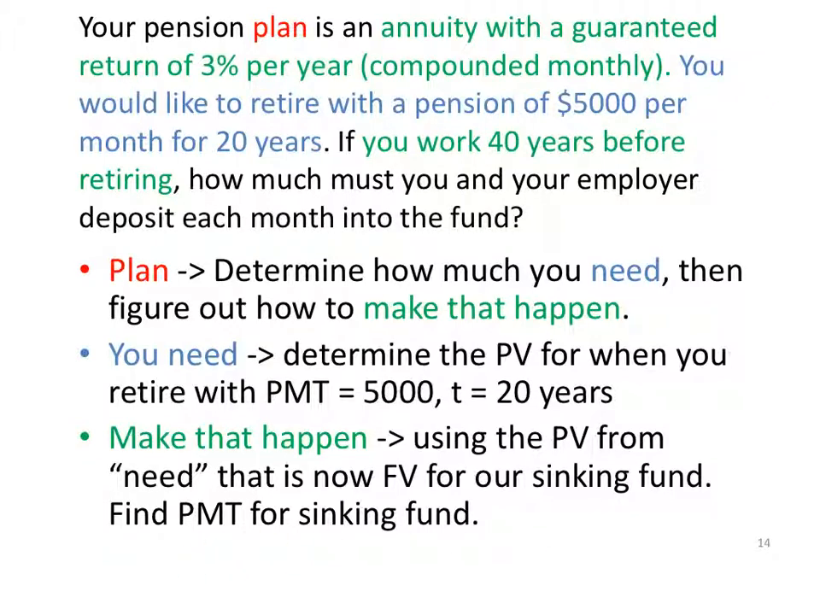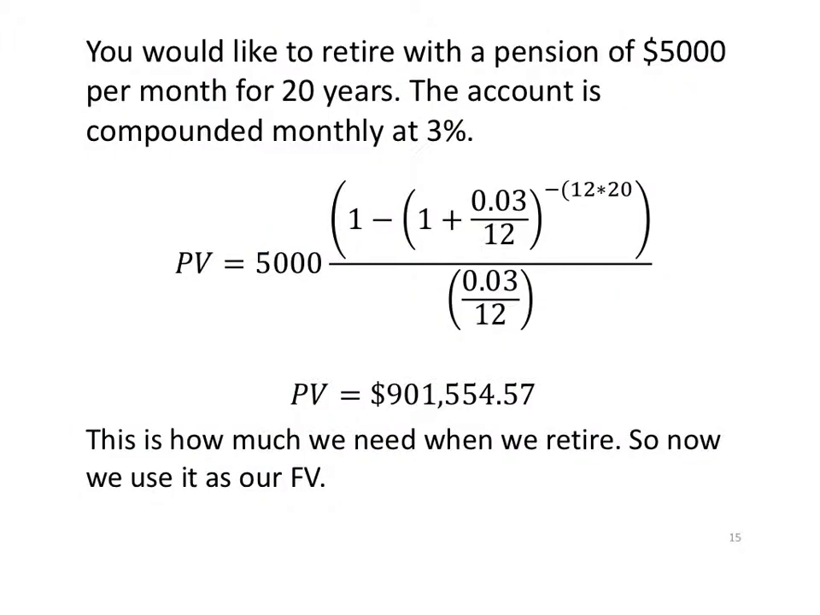Let's step through this one at a time here. If you need to, go back and check out the first video. It will give you the formulas. Now, looking at what we need. You would like to retire with a pension of $5,000 per month. That's my payment. For 20 years, the account is compounded monthly at 3%. So I have my ordinary annuity formula.